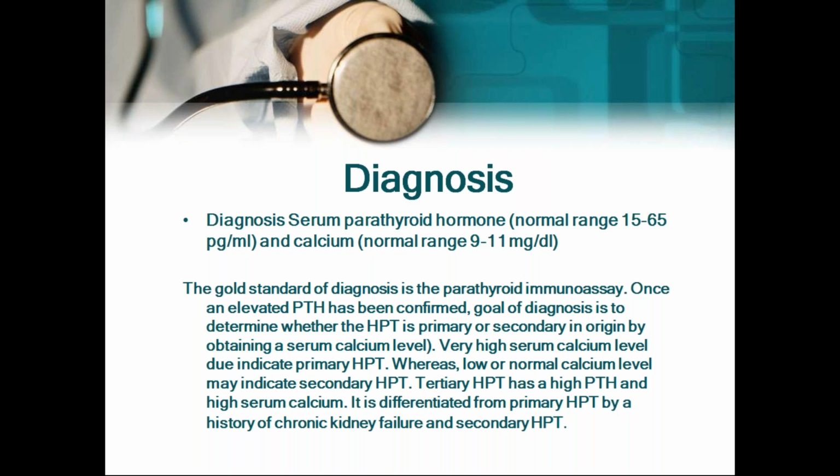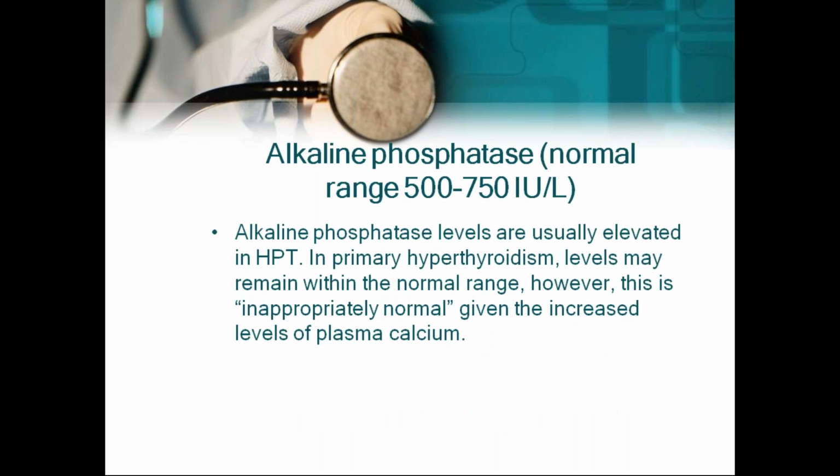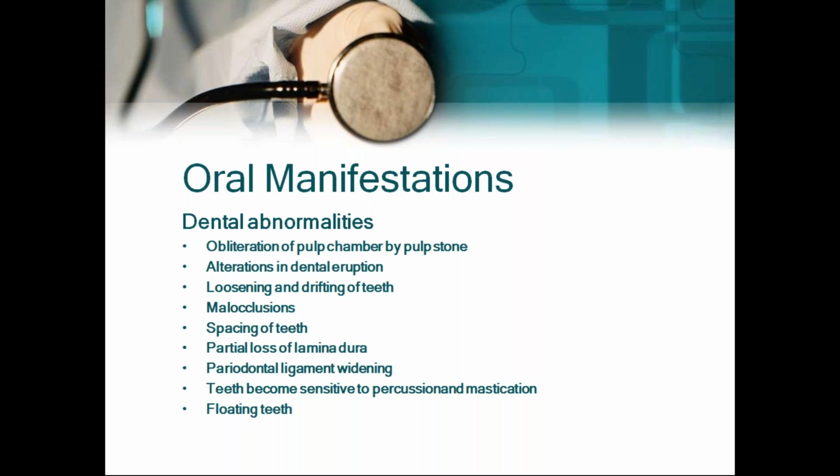The routine tests that you have to do are the serum calcium levels and X-rays. Any condition which is associated with increased bony resorption has increased alkaline phosphatase levels. For example, with metastatic bony lesions, there will be increased alkaline phosphatase. Similarly, when there is destruction of bone, there will be increased alkaline phosphatase levels. And these are the various dental abnormalities: loss of lamina dura, loosening of teeth, falling of teeth, floating teeth, and so on.